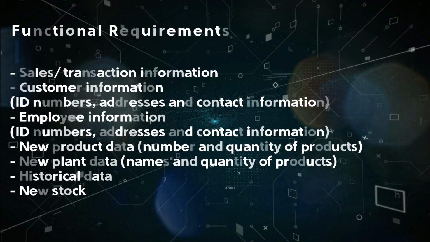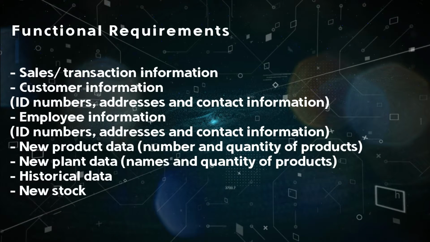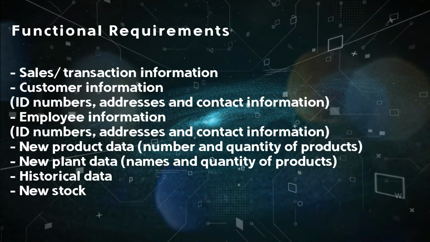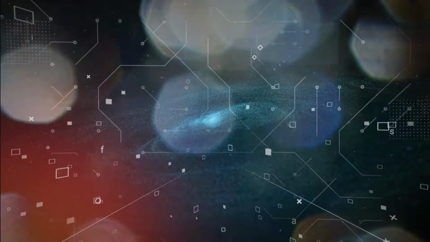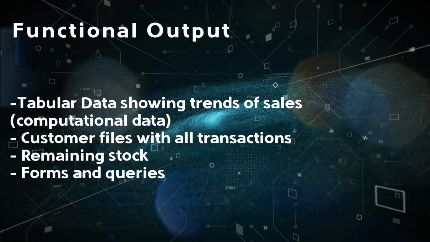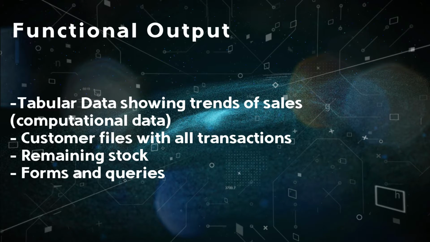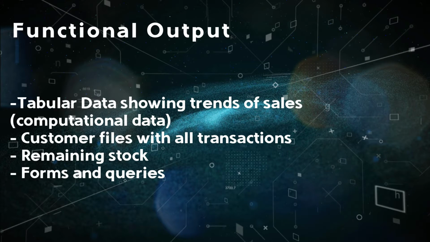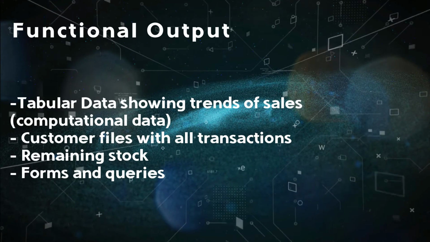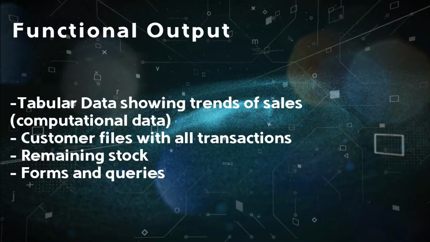Functional requirements refers to a list of data the system will accept and require in order to efficiently carry out its job. Missing data can result in complications such as data inconsistency. Functional output refers to the varying analysis and forms that can be produced from the use of the database. This can include data trends, customer files, remaining stock, forms, and queries.